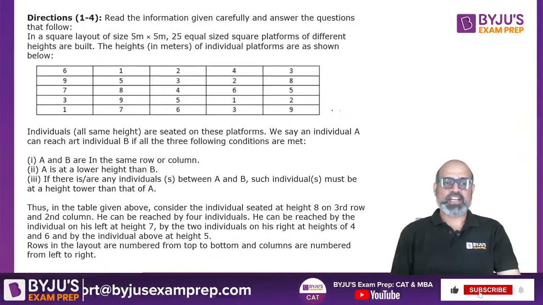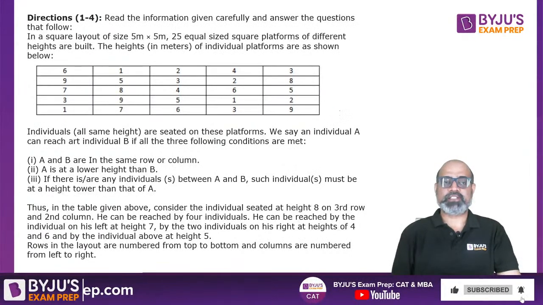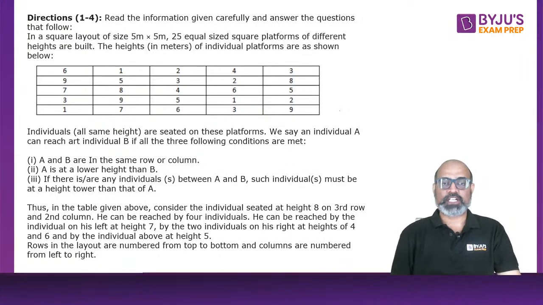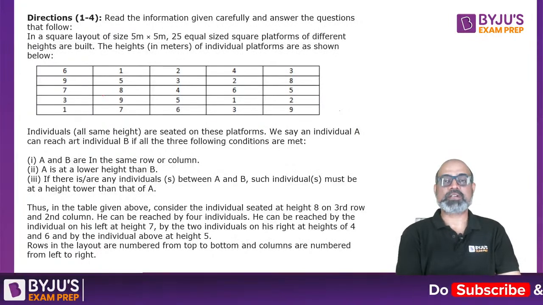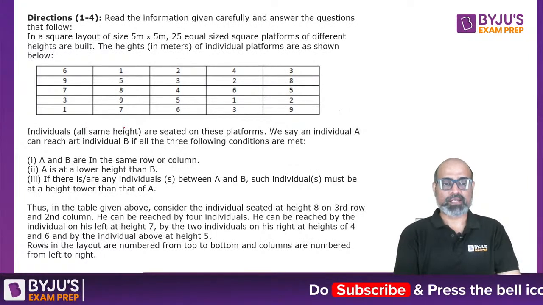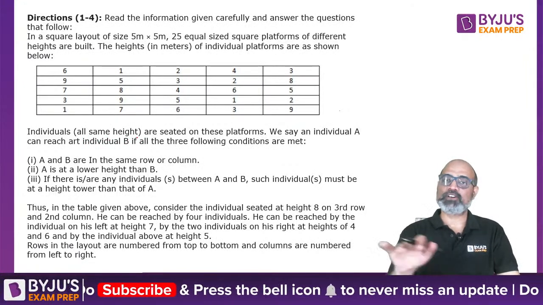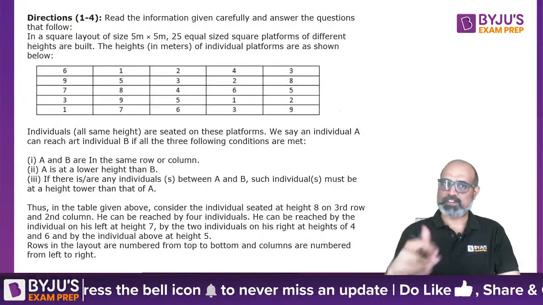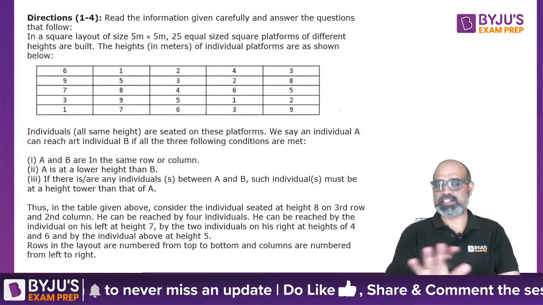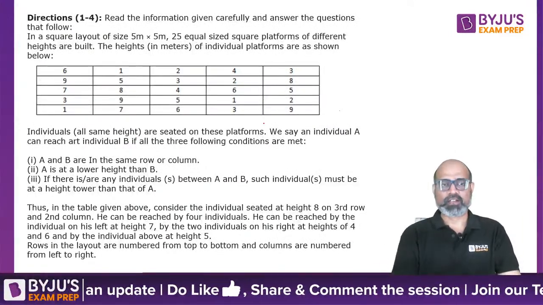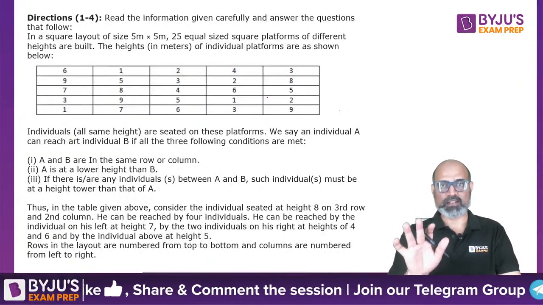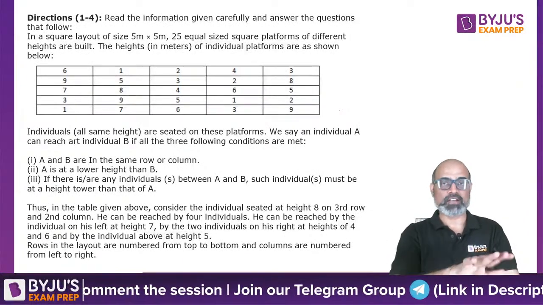So in a square layout of size 5 meter into 5 meter, 25 equal size platforms of different heights are built. The heights of individual platforms are as shown below. So these numbers that are written, these are the heights. Individuals, all of the same height, are seated on these platforms. So let's say everybody is 6 feet tall, all of these 25 people, and they are sitting at one cell each.